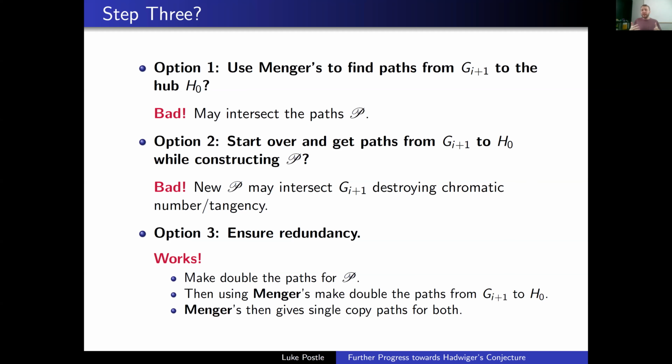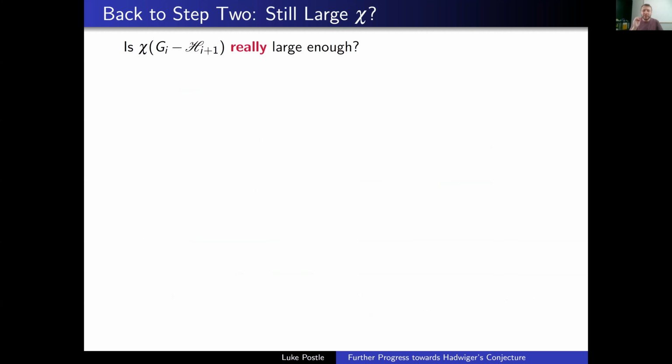And then a simple application of Menger's theorem shows that you can convert that to get a single copy of both. Maybe that's a not so well appreciated thing, but if you have double the paths from A to B and double paths from C to B, you can get the single paths. And so we can get them all to meet in the hub in the middle, and that part will work. But now we run into a different issue.